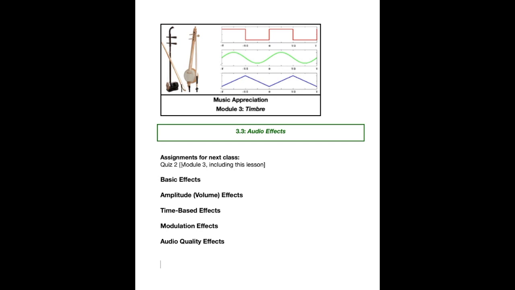So for next time, you're going to do Quiz 2. That covers all of Module 3, including today's lesson. So that's acoustic instruments, electronic, and audio effects. Here are the basic kinds of effects that we'll be talking through today: basic, amplitude or volume, time-based effects, modulation, and audio quality effects.